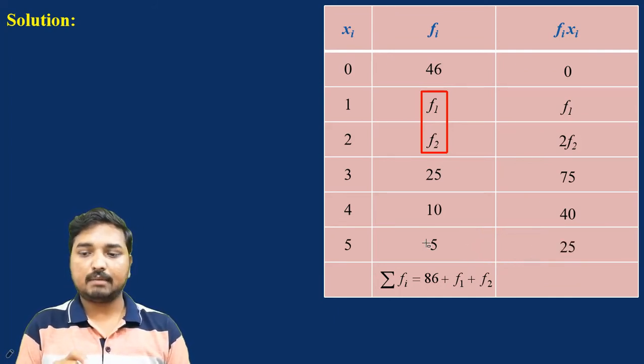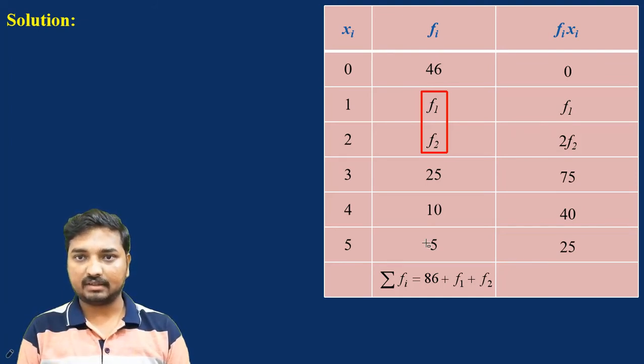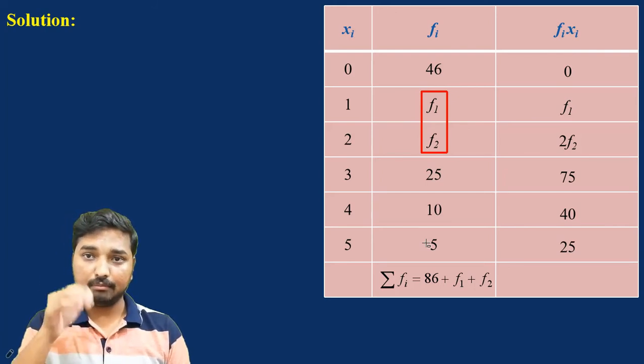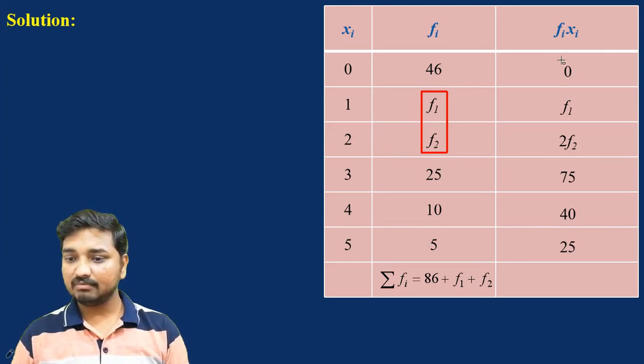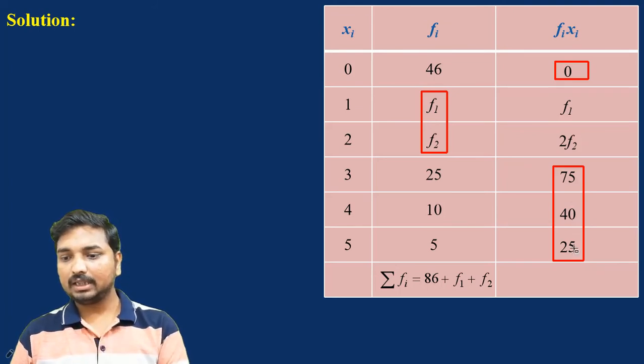So now, what is the next step? You need to take the sum of the Fi Xi column. In the Fi Xi column there are two unknowns which involve F1 and F2. You need to write those two terms as they are, and take the sum of the remaining terms. There is no need to consider the 0. So it will become 115, then 120, 130. 130 plus F1 plus 2F2.